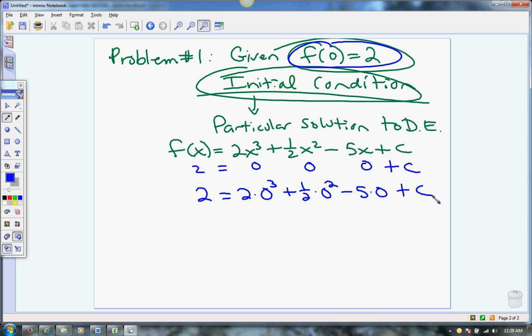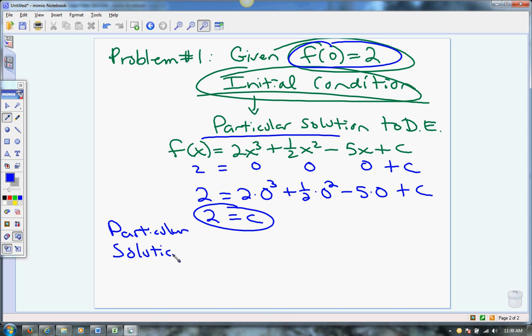And of course, all of those are zeros, aren't they? And so I just have that c equals 2. Guess what I have now? I have a particular solution because I know what c is. My particular solution means that I have found out what c is.